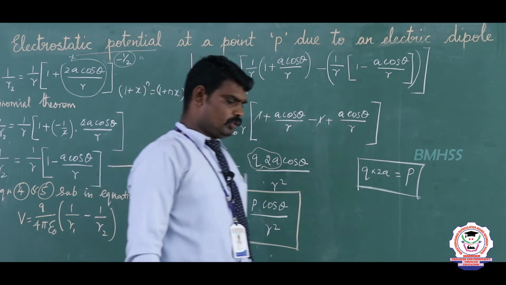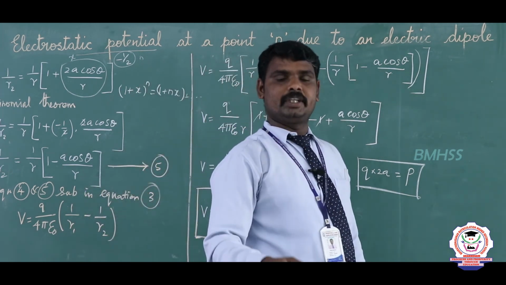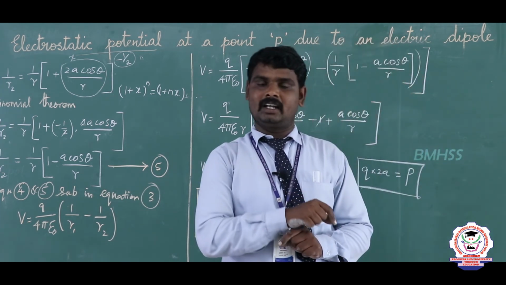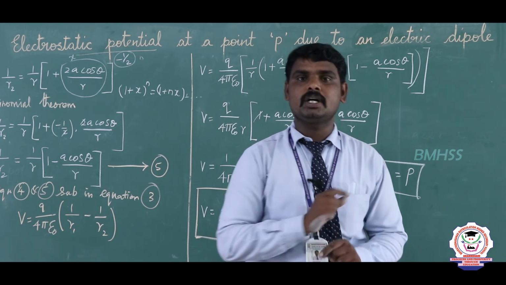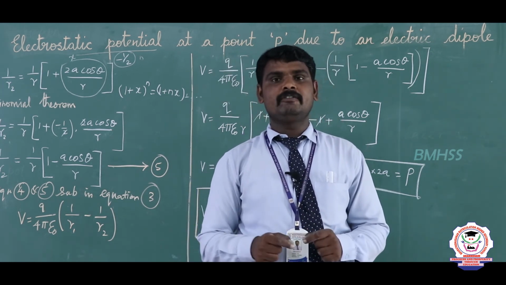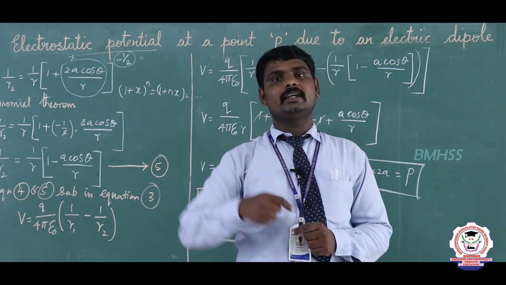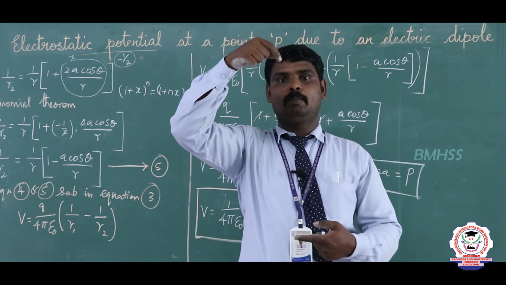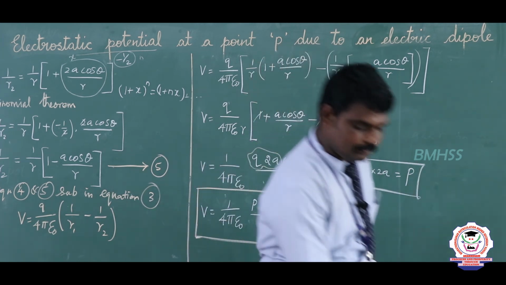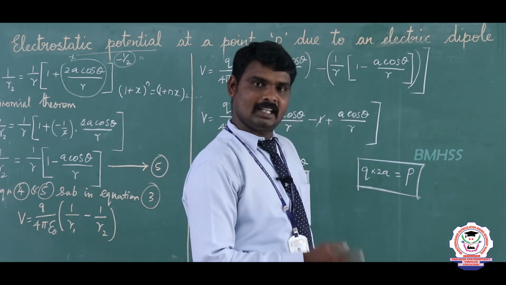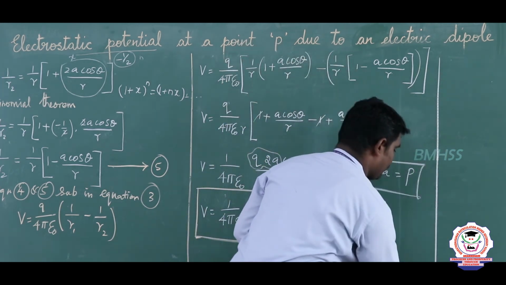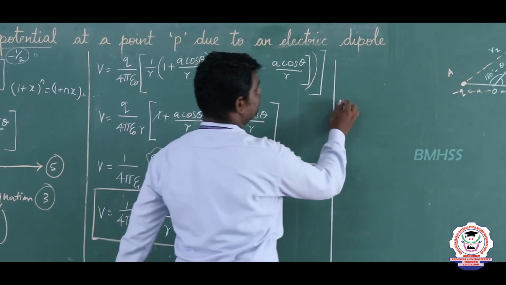Now I substitute: if theta is 0 degree, which means this point lies on the axial line near the plus Q charge, near the positive charge, what happens? If that point I take on the equatorial line of the dipole, what happens? So that is what we call a special case.